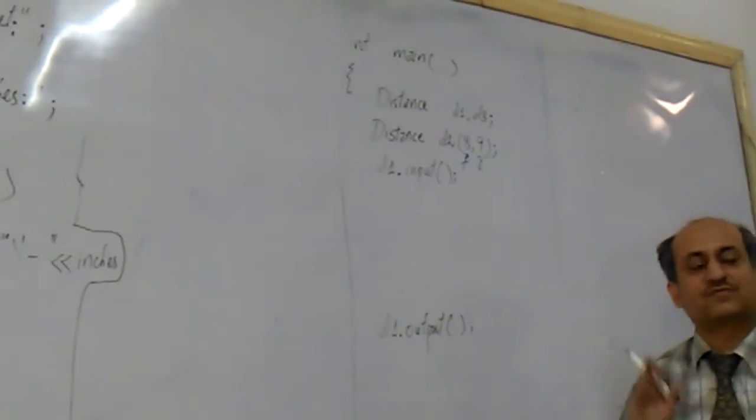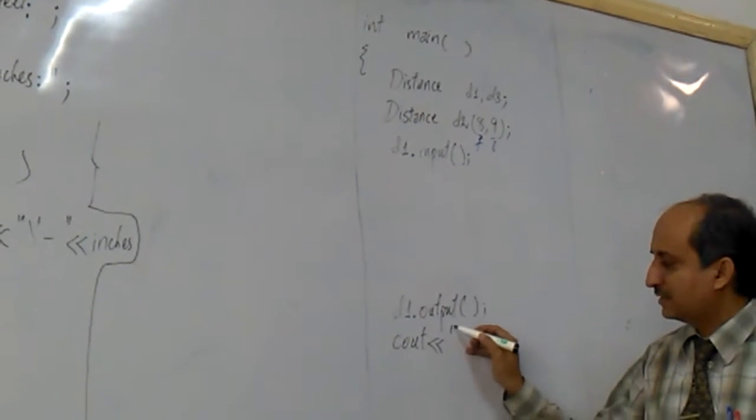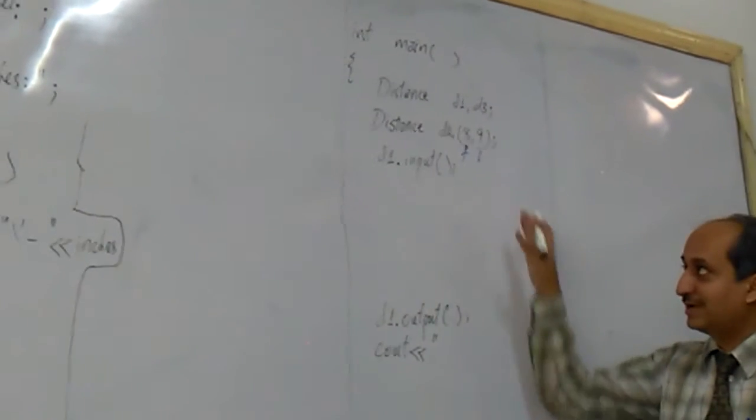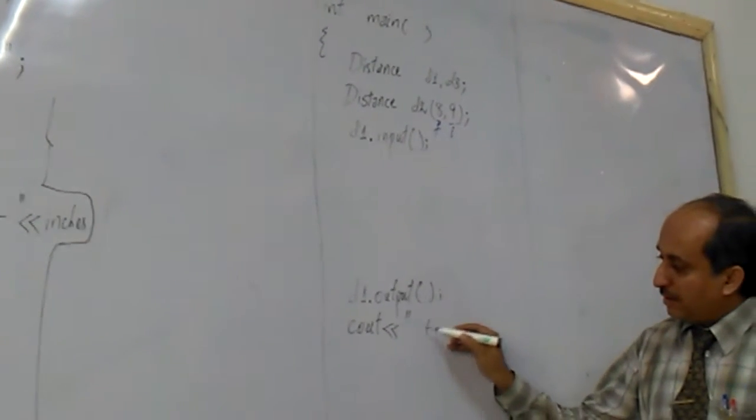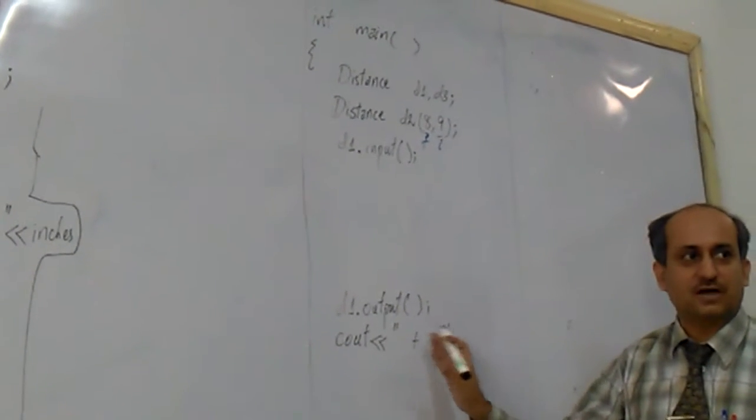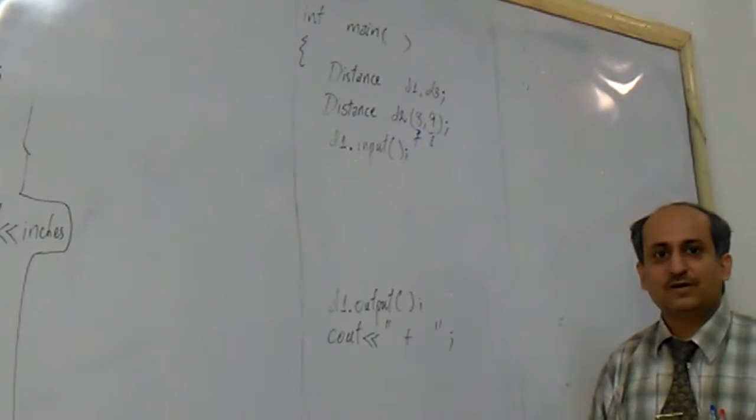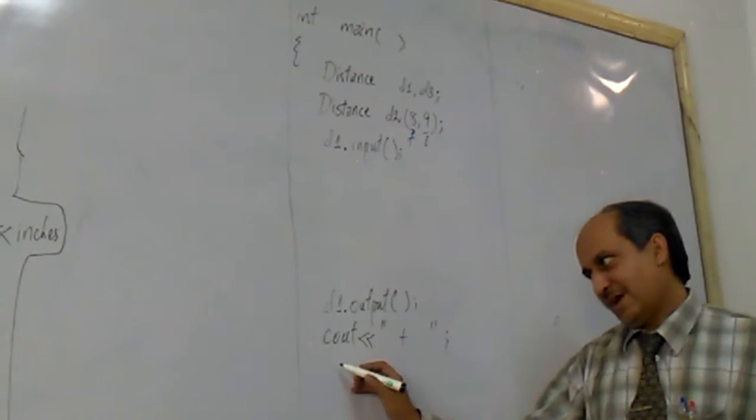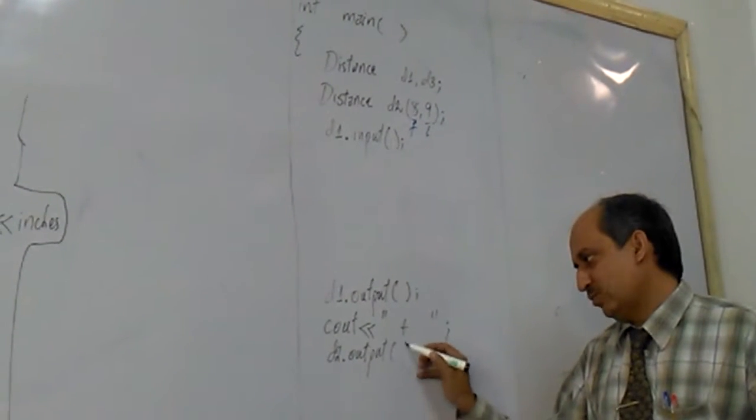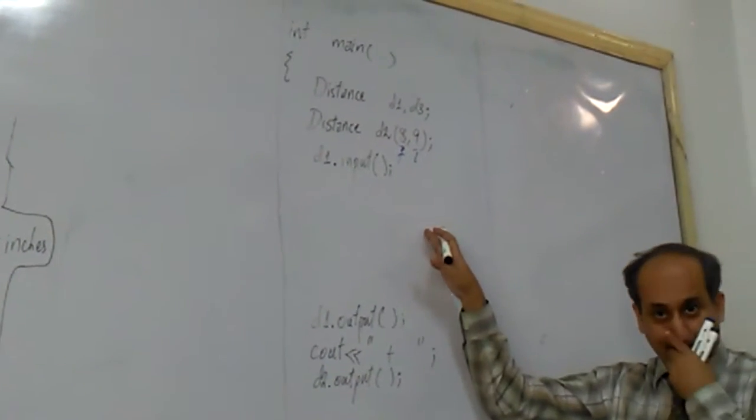After the distance 1 value, what was printed? Plus character was printed. I am writing a cout statement inside the main program, and the plus character inside double quotes with some space on both sides. And after the plus, what was printed? Very good. D2 dot output is required to be printed, the value that has been initialized by the programmer.